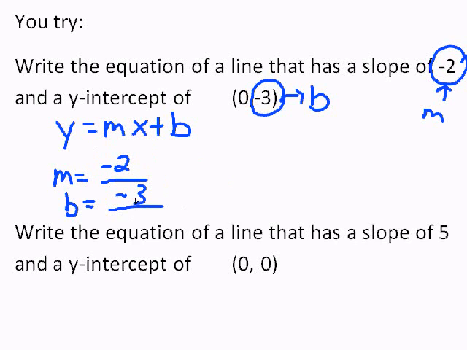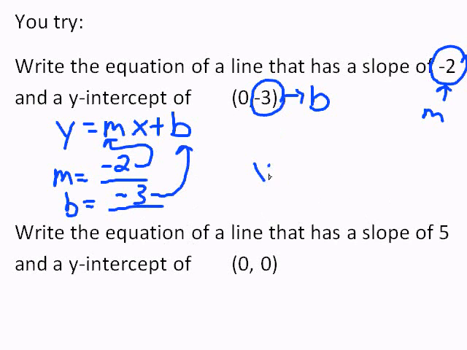We're not done yet though. It asks us to write the equation of a line, not just find m and b. Once we find m and b, what do we have to do with the m and the b values? Well, you have to substitute in the m, so -2 in for m, and the -3 in for b.